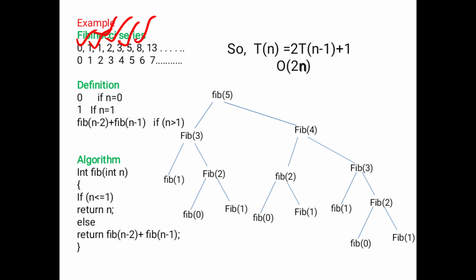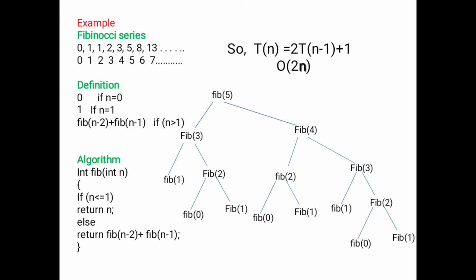So these are the Fibonacci series. Then how do we define the Fibonacci series? The definition is: if n equals 0, it must return 0. If n equals 1, it must return 1. Suppose n is greater than 1, then the function is fib of n minus 2 plus fib of n minus 1. Then you add the results of these two function calls and you get the answer. So that is the definition.